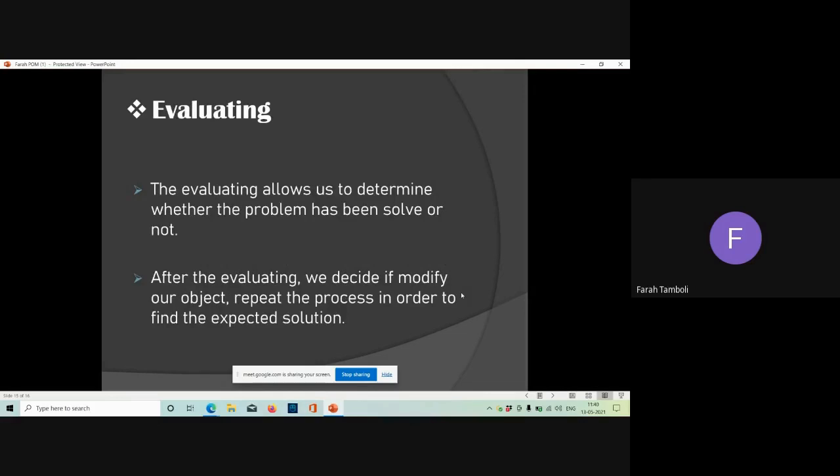Now, last is evaluating. The evaluating allows us to determine whether the problem has been solved or not. After evaluating, we decide whether to modify our object and repeat the process in order to find the expected solution.